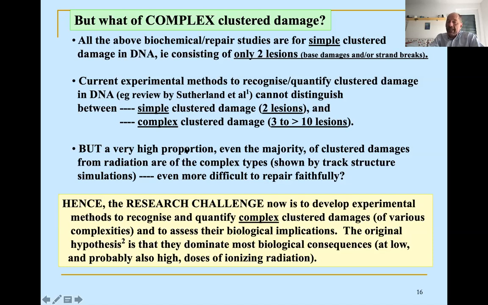The simulation says that a high proportion of clustered damage are complex, and the question is whether they are more difficult to repair faithfully. So the research challenge is to develop methods to quantify complex clustered damage and to assess their biological implications. We will see that now there are some experimental data that show that this approach is essentially correct. So if you have complex clustered damage, the repair is more difficult than if you have simple damage or simple clustered damage.